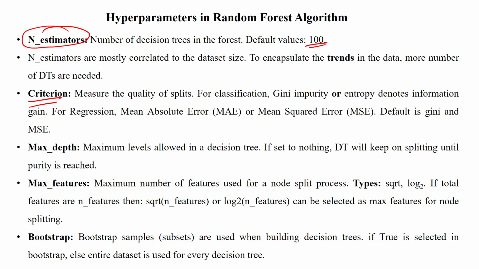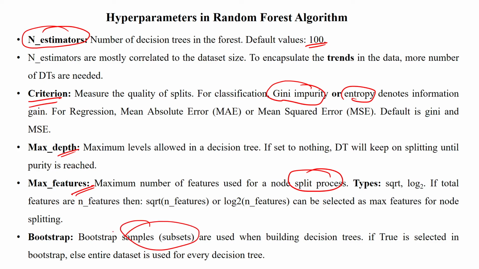Then for criterion, you can use either Gini index or entropy. You can set the maximum depth of the decision tree, and the maximum number of features selected for each split. You can also set the sampling process, and the number of samples, the subsets. One is for row sampling, and this is for feature sampling. So these are all the parameters you can set for the random forest classifier. It can also be done by using grid search CV for automatic selection.